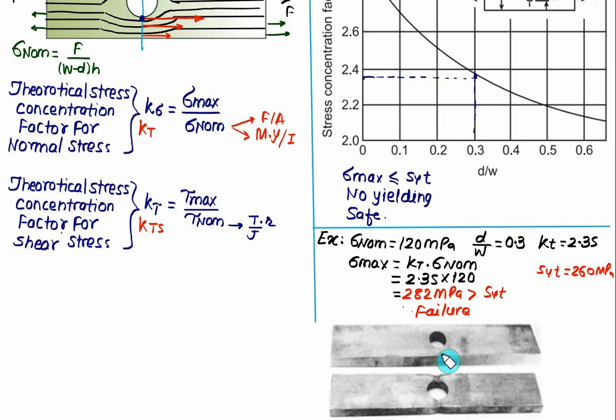This figure indicates that we have a flat bar and we have made a hole here. Because of the stress concentration at a local point, a fracture is developed. So you have to avoid this fracture. This is called local yielding. Here we have local yielding because the value exceeds the value of SYT.